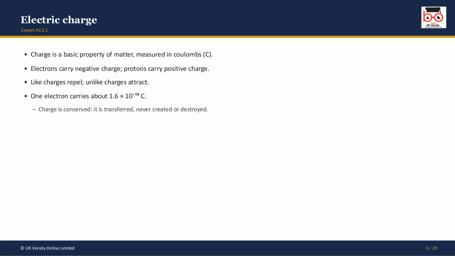Charge is a fundamental property of matter, measured in coulombs. Electrons carry negative charge, and protons carry positive charge. And the golden rule is that like charges repel, while unlike charges attract. A single electron carries a tiny amount of charge, about 1.6 times 10 to the minus 19 coulombs. And charge is always conserved, it's transferred from place to place, never created or destroyed.